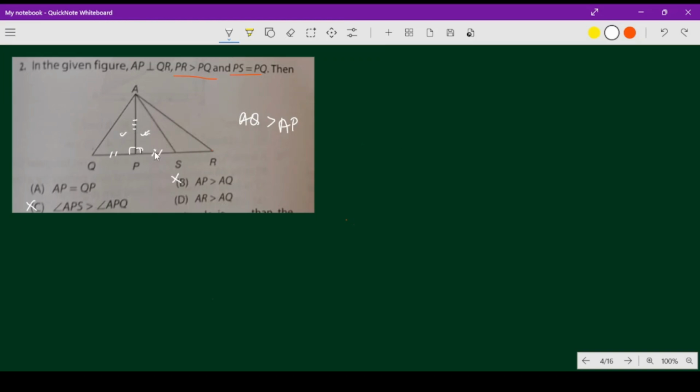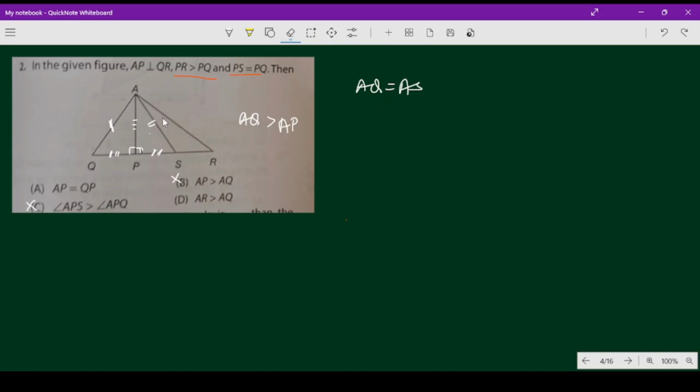This is 90 and this is equal to this one. So by side angle side, these two triangles are congruent. So their corresponding side, this AQ, will be equal to AS. Right. Now, once we get this information, we just have to check the relation between AR and AS.